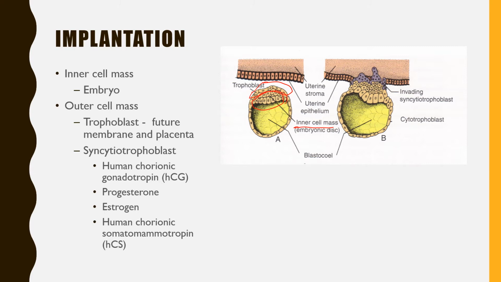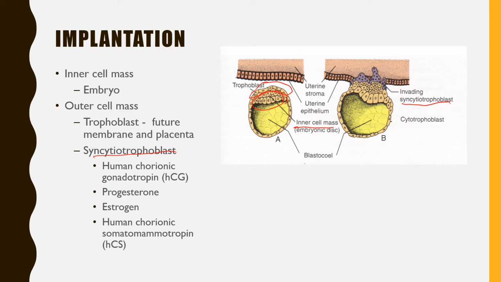That outer cell mass, that's what we call the trophoblast. This is going to be the future membranes and the future placenta. It forms something called the syncytial trophoblast, which you can see over here. These are essentially cells that bind to the endometrium of the uterus, and they coalesce to form a very large cell, and they start to invade into the endometrial tissue.